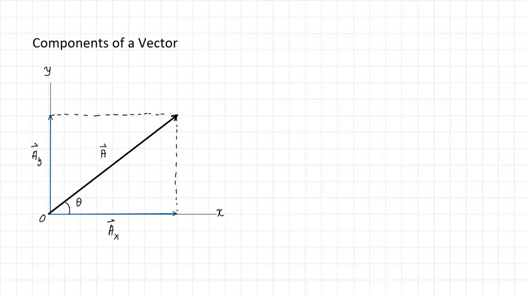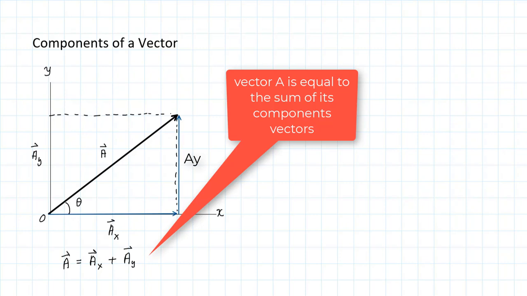If we move the component vector ay and place it at the tip of component vector ax, the three vectors A, ax, and ay form a right angle triangle. Thus, we can see clearly that the vector A is equal to the sum of its component vectors: A equals ax plus ay. We can get a relationship between vector A, ax, ay, and theta if we apply the sine and cosine rule for the right angle triangle.